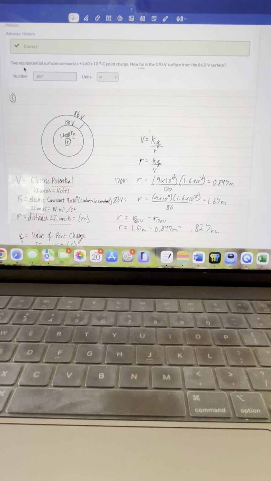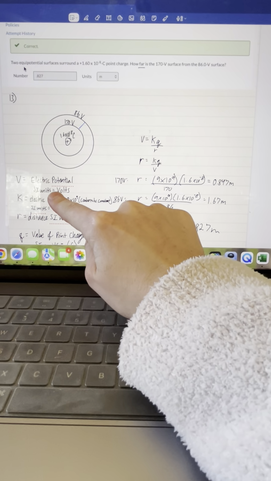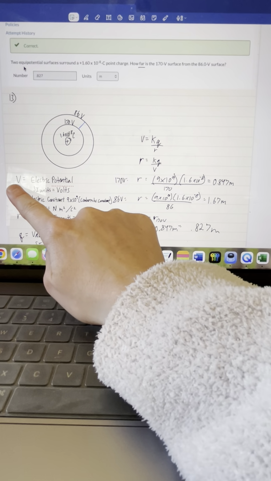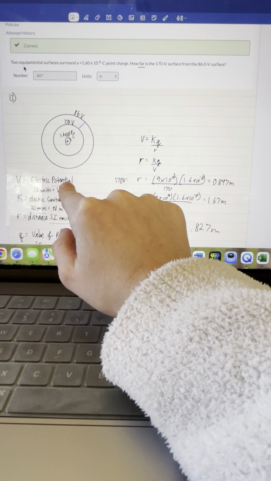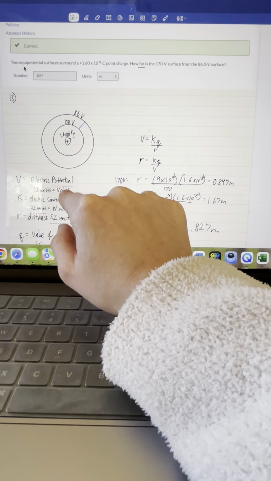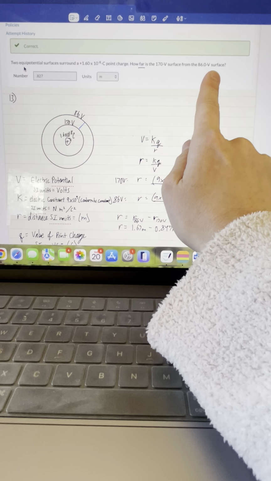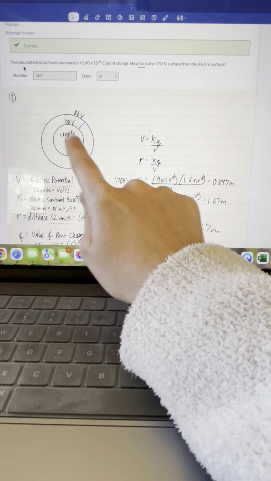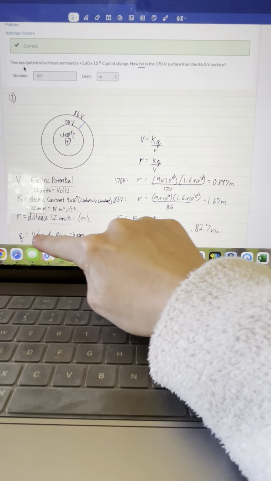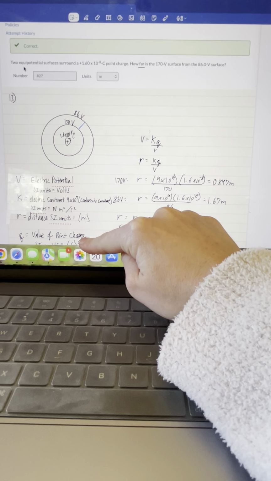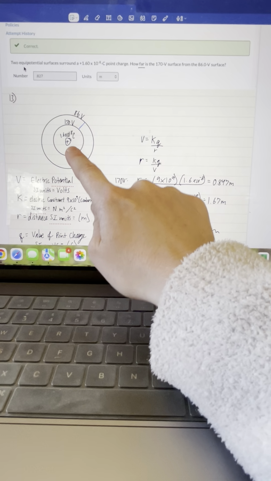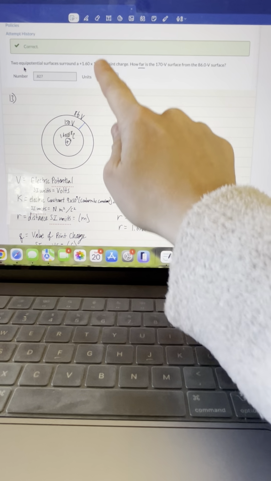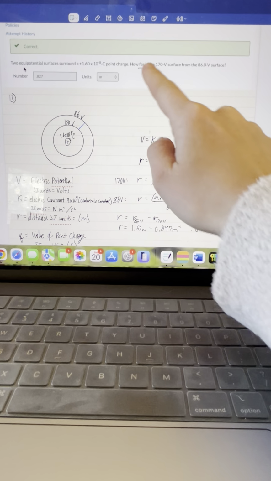I know that we have volts, which would be V, our electric potential, and that the SI unit for that is volts. Those are two things that we are given, so I know we're going to be using that. And then we are given charge, which would be Q, with the value of the point charge. That is also given. And now we're looking for distance.